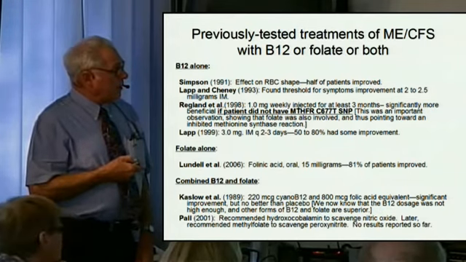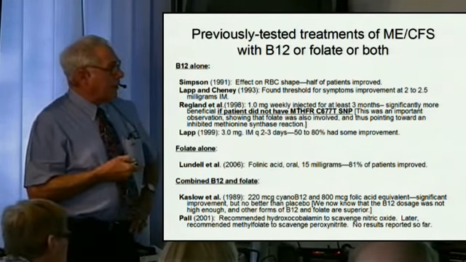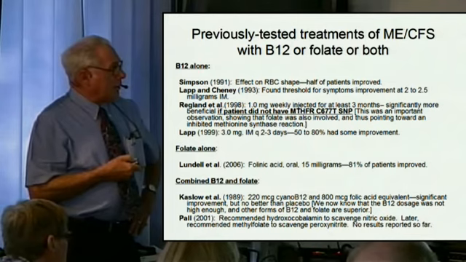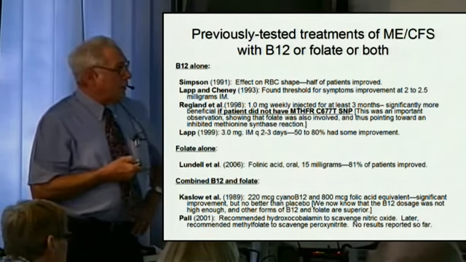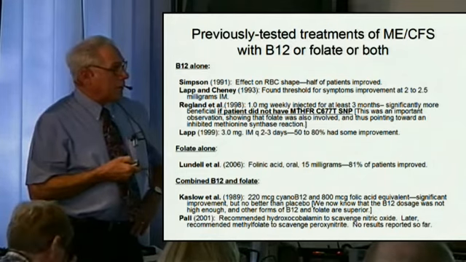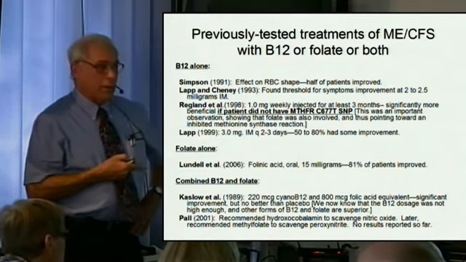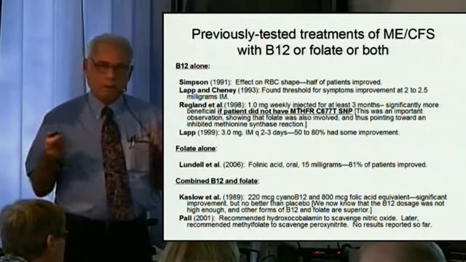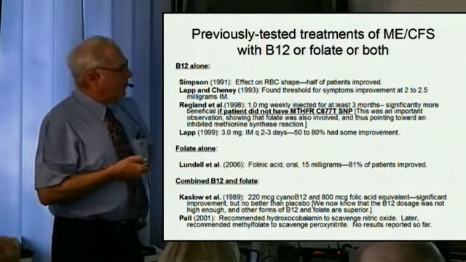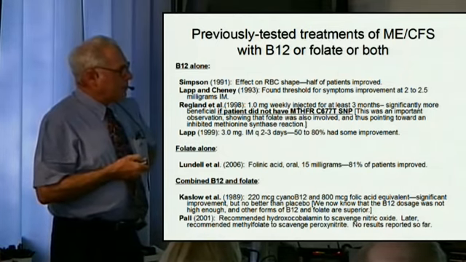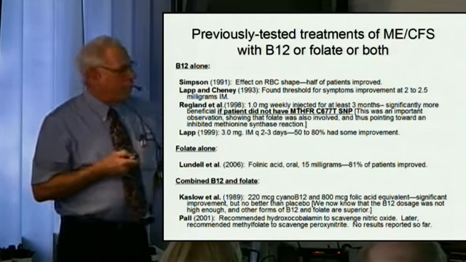Well, then Charles Lapp and Paul Cheney in '93 got the idea that maybe they should give high-dose B12. So they kept bringing it up, and they found that a dose between 2 and 2.5 milligrams, which is very high compared to the RDA for B12, which is a few micrograms in people, they found that they saw symptom improvement if they went that high.